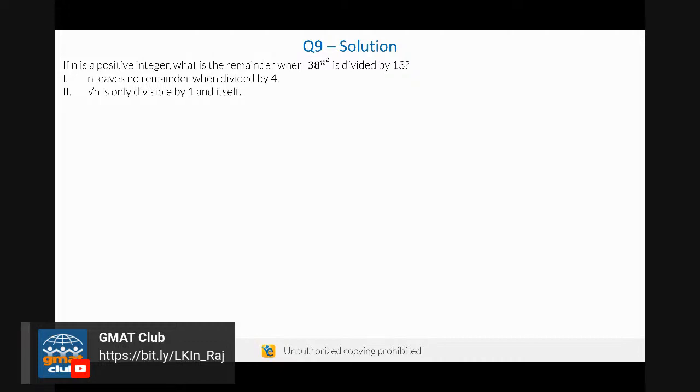So let's see this. What this question tells us is that n is a positive integer. What's the remainder when 38 to the power n square is divided by 13? The first thing when I look at this is to say, hey, it's 38 and it's 13, which means it has to be close to 39, which means I'm going to use the concept of negative remainders. Okay. So what do we have to find? We have to find the remainder of 38 to the power n square when that number is divided by 13.